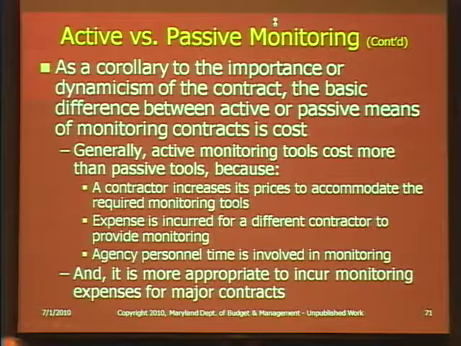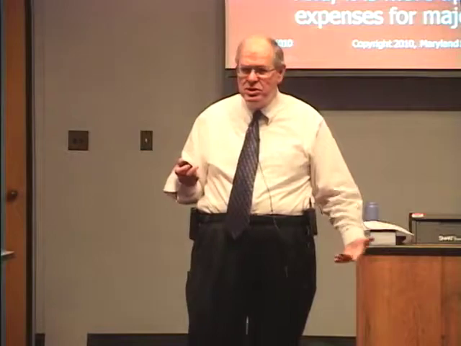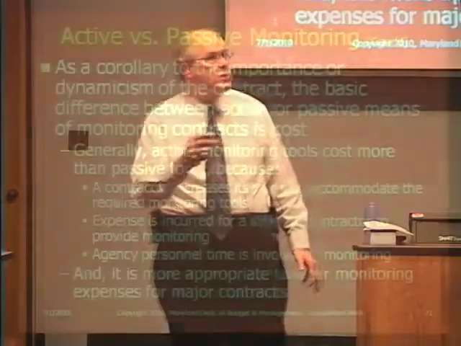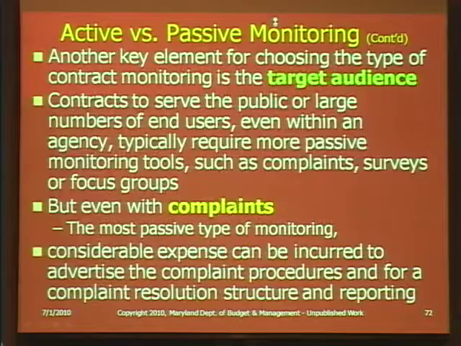Generally, active monitoring tools cost more than passive tools because the contractor increases its price to accommodate the required monitoring tool. Expenses occurred for a different contractor to provide monitoring or agency personnel. These are the reasons why you typically have more cost for active monitoring, because somebody has to do something. Time is money. And it is more appropriate to incur additional costs for major contracts.